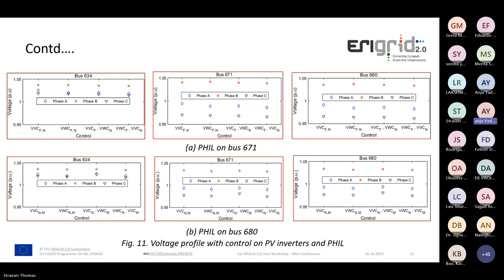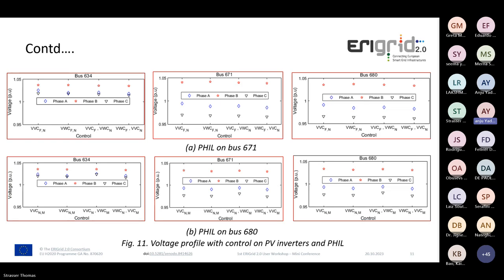And here F, N, and M represent the buses near the grid, far away from the grid, and mid of the grid. So here we observe that having a PHIL placed on bus 671, that is the mid-grid with three-phase load, the voltage margin among the phases is closest at bus 634, while this increases at bus 671 and 680. But when we apply the control method, that is the volt var control and volt watt control or their combination, it does not have any impact on the voltage status of any of the buses.